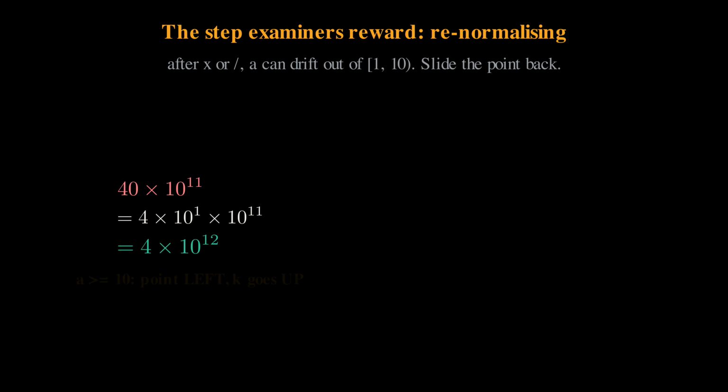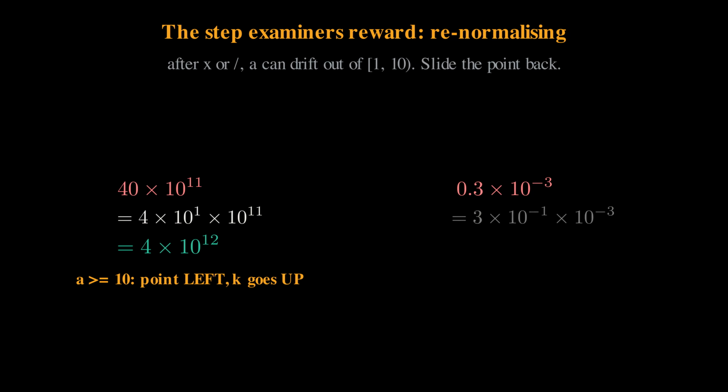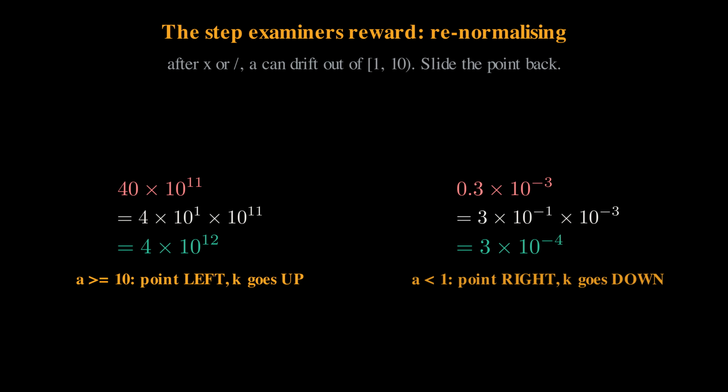The point moved left, so k went up by 1. The other direction: suppose you get 0.3 times 10 to the minus 3. Now a is too small. Write 0.3 as 3 times 10 to the minus 1, and combine: 3 times 10 to the minus 4. This time, the point moved right, so k went down by 1. Left, k up. Right, k down. The value never changes. You're just reparking the point.